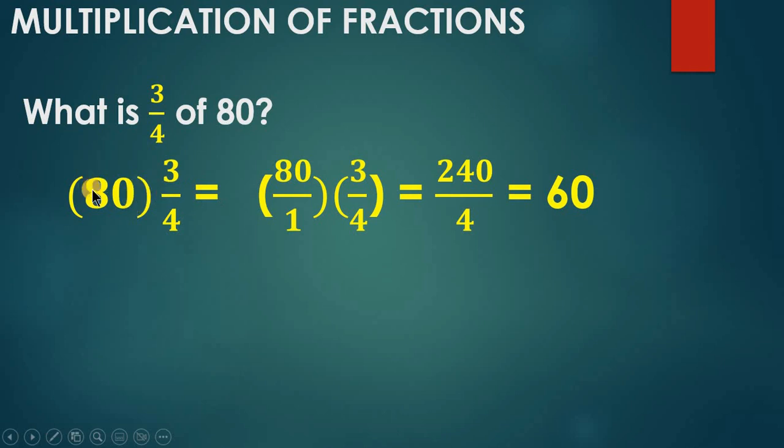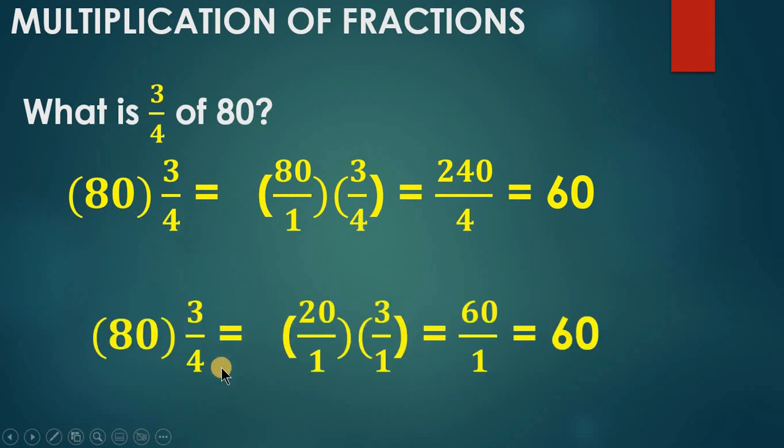So ganito siya. Okay. So 80, that's whole number multiplied by 3/4. So itong 80 kasi meron siyang automatic na denominator na 1. So therefore magiging 80 all over 1 multiplied by 3/4. So syempre 80 times 3, that's 240. 1 times 4, that is 4. So 240 divided by 4, so that's 60. So therefore 3/4 of 80 is 60. Okay. So naintindihan? Okay, yan.